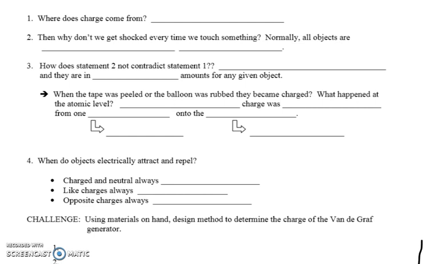Great, but we never addressed the question, where does charge come from? Does the peeling process or the rubbing process create charge from nothing? The answer to that is no. We don't create or destroy charge, just like we don't really create or destroy mass. So if we don't create charge by rubbing or peeling, then it implies that the charge is already there. So charge comes from really everything. Anything that's matter has charge to it. So we're going to call it atomic matter at the very least.